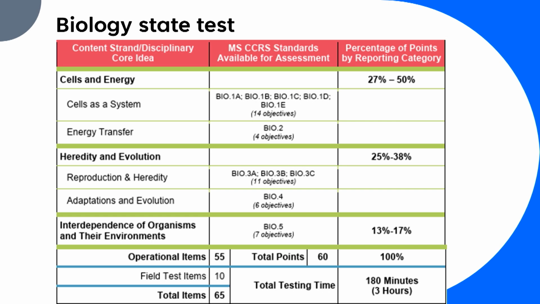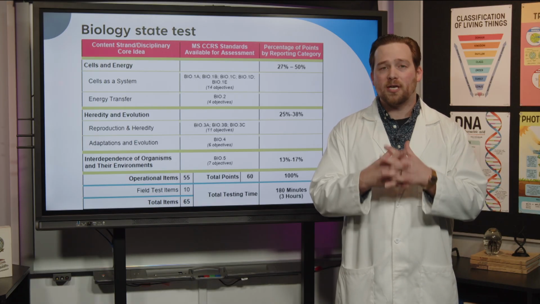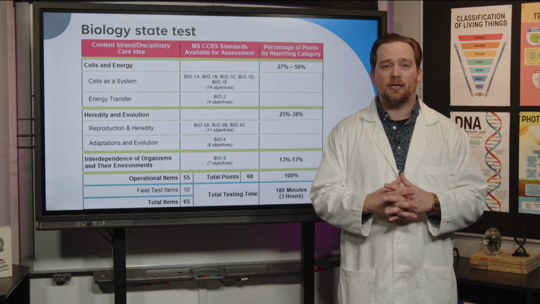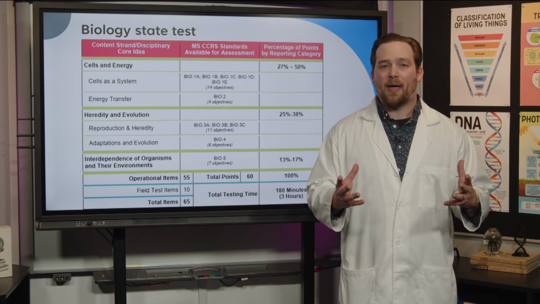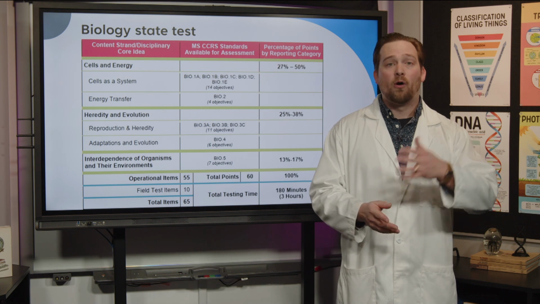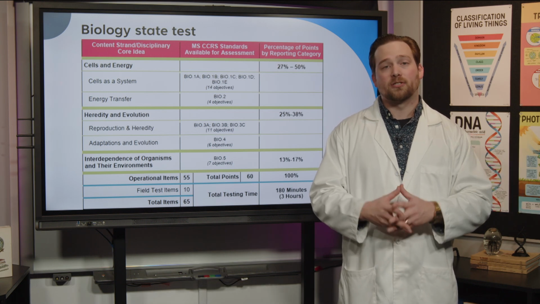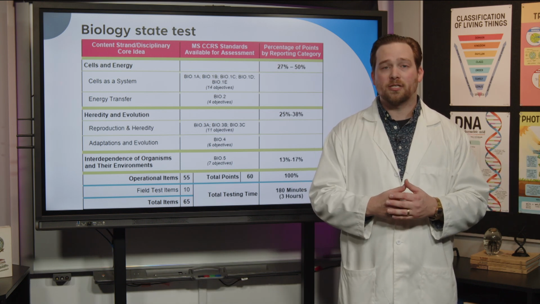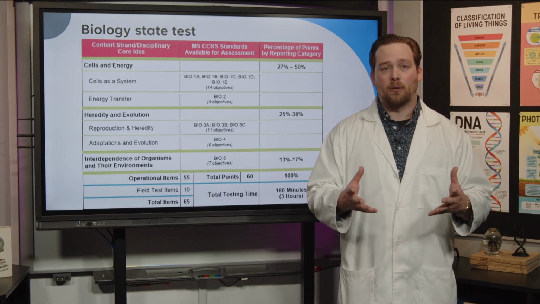The biology state test has a total of 65 questions. You have 3 hours to take the test. In my experience, that is more than enough time. So when you get to the state test at the end of the year, please don't feel rushed or panicked. You're going to have plenty of time, and odds are you're going to be waiting around while you're waiting on everybody else to finish. So take your time, read the questions carefully, and make sure to go back and double check your work.